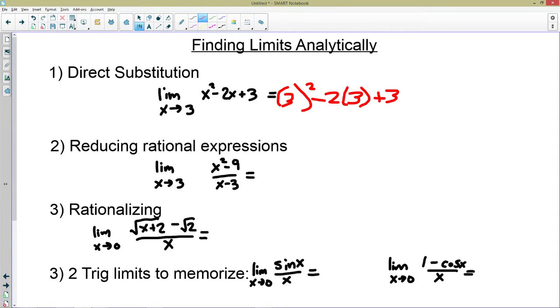So this guy turns out to be 9 minus 6 is 3, plus 3 is 6. So the limit is really just 6, no big deal.